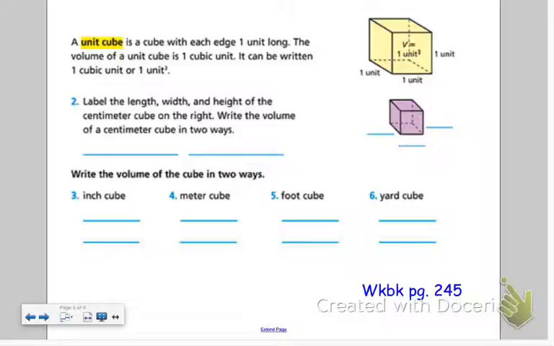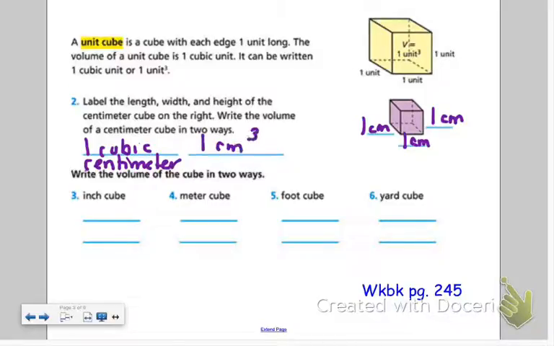So look at number 2. Label the length, width, and height of the centimeter cube on the right. Write the volume of a centimeter cube in 2 ways. So if this is a centimeter cube, I know the length is 1 centimeter, the width is 1 centimeter, and the height is 1 centimeter. So that means the volume of this centimeter cube would be 1 cubic centimeter, or we can write it as 1 centimeter cubed. I'll use the little exponent 3 to say cubed.